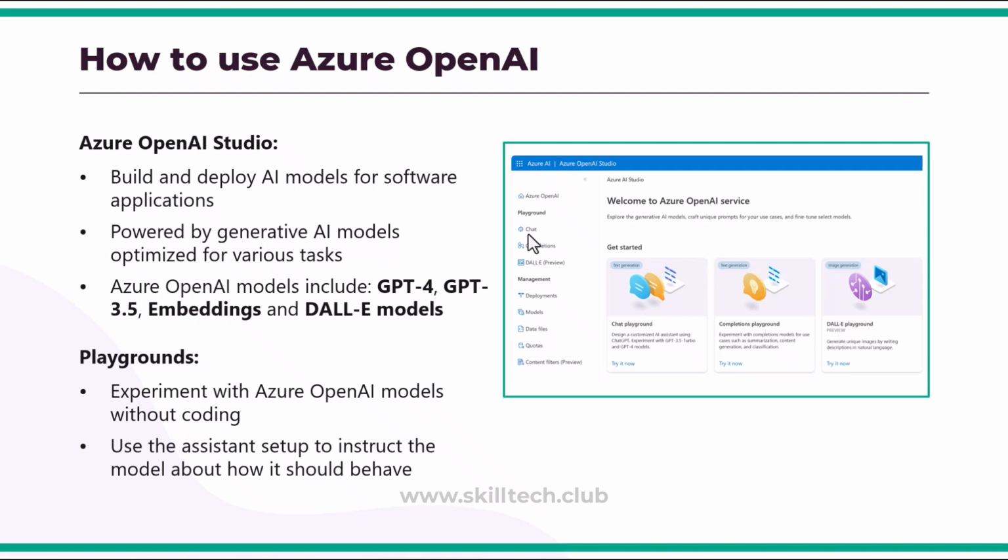Azure OpenAI models include GPT-4, 3.5, embeddings, and DALL-E models by default. If you want some other specific versions of OpenAI models, you have to request to Microsoft on this OpenAI Studio, and then on the approval from that side, you will be able to use the other models also with that. We will experiment with some of the configurations inside Azure OpenAI models, so we'll see what configuration options are there, what kind of changes we can do inside that.